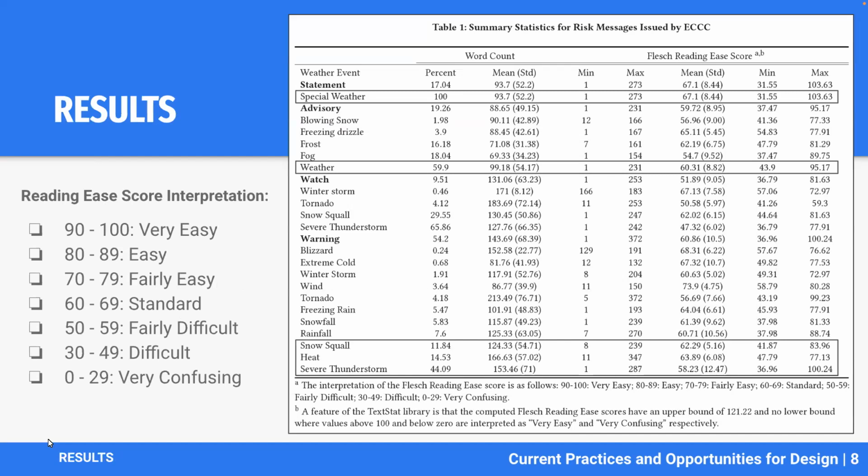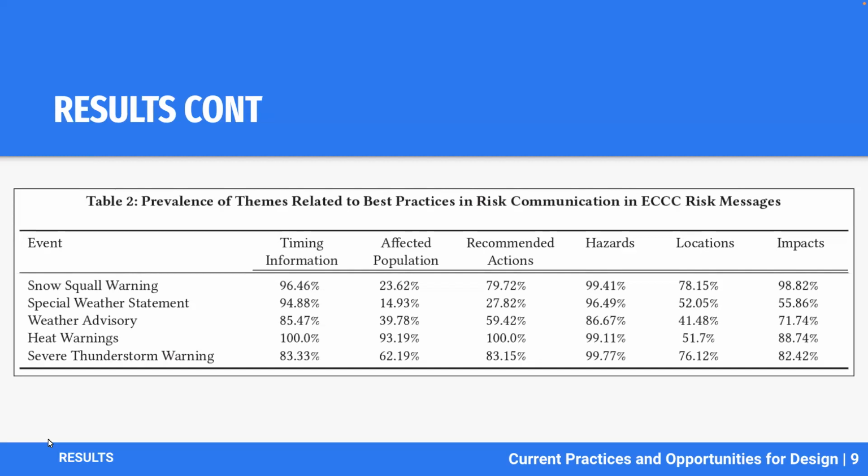Looking at the reading level metrics of the 5 most prevalent weather events, we see that the average difficulty level ranged from fairly to standard difficulty. If we look at the inclusion of themes related to best practices, we see that themes related to timing and hazards are included in the majority of the sample, although the inclusion of the remaining themes is highly variable.